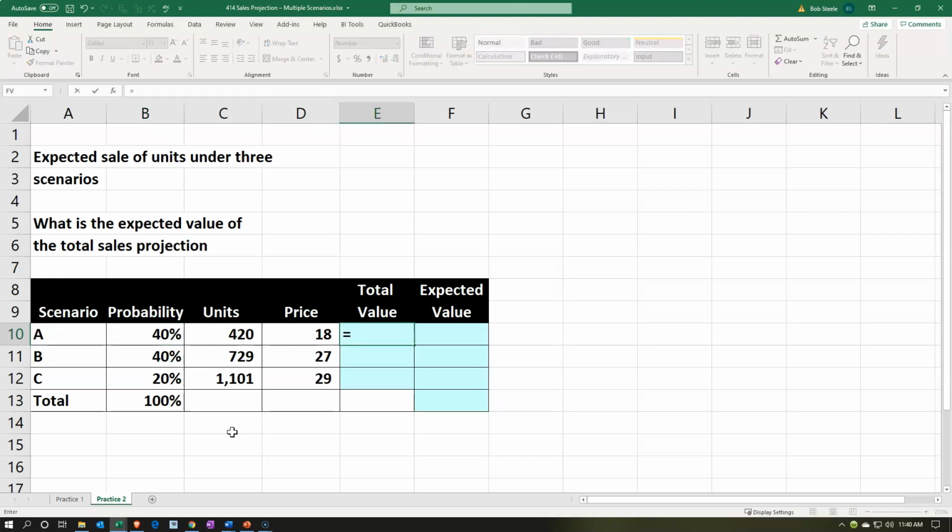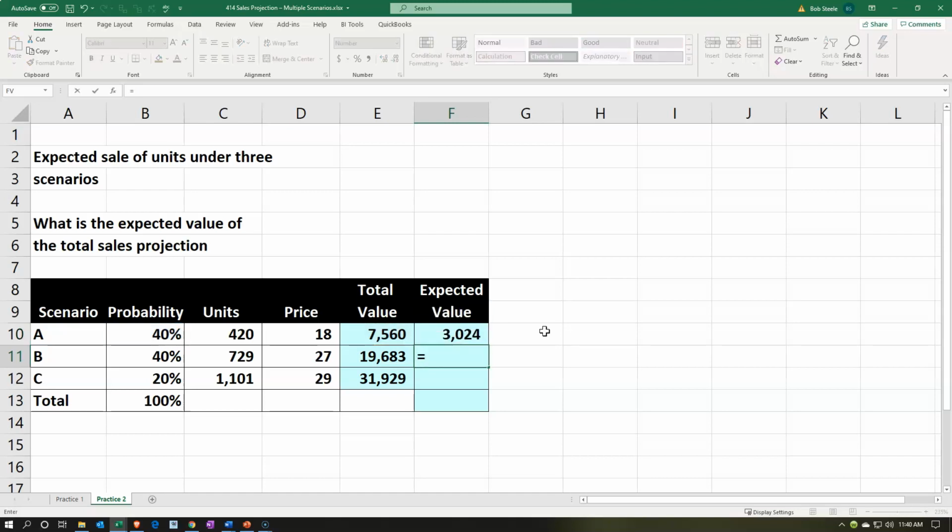So we're going to take this will equal the 420 times the $18. This is going to be equal to the 729 times the $27. This will equal the 1101 times the $29. Then we're going to say that the likelihood of A, B, and C is 40, 40, 20, adding up to 100%. Therefore, we're going to say, all right, let's take the 40% times the 7560.